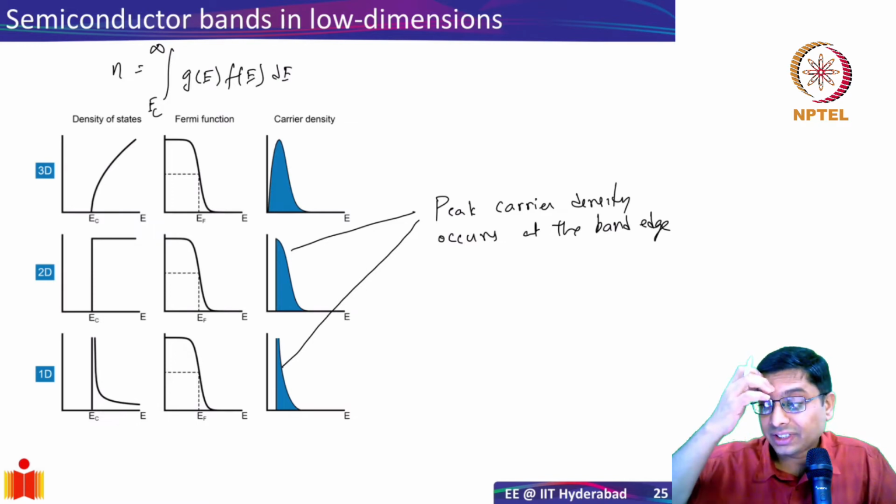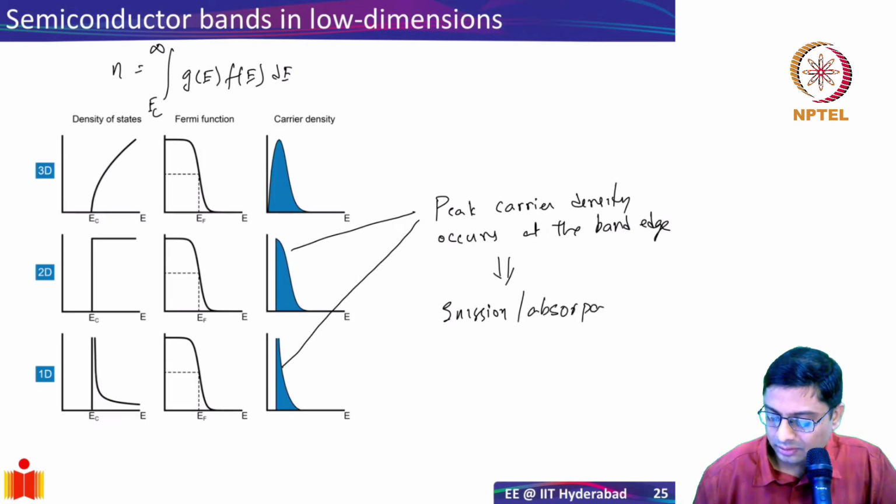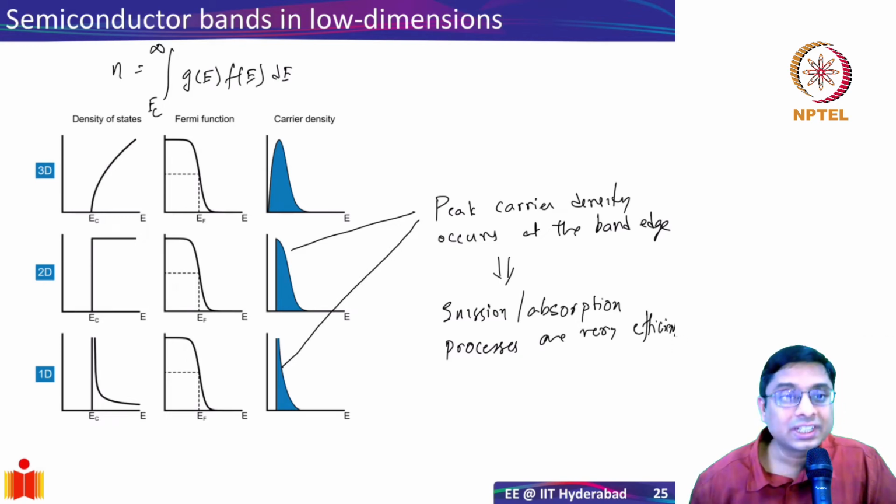And this is very, very significant. The reason being, because the electron density is maximum, basically emission or absorption processes are very efficient. Why are they very efficient?